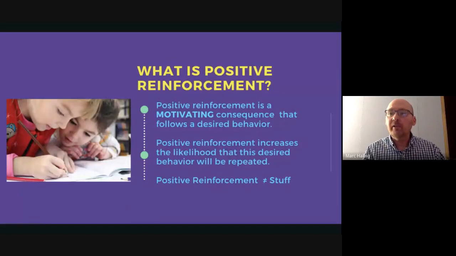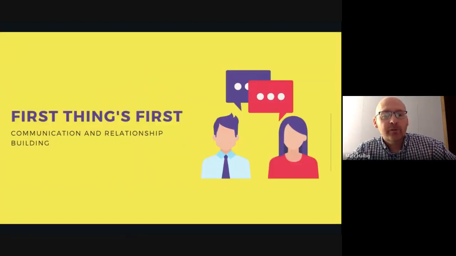It doesn't mean it automatically equals stuff. Now, you can try and build that into a system, but you still need the relationship building. You still need the positive feedback and the specific praise. So stuff can be a part of it, but it's not the only thing. You're going to need those other factors as well. So let's start with the communication and relationship building piece.